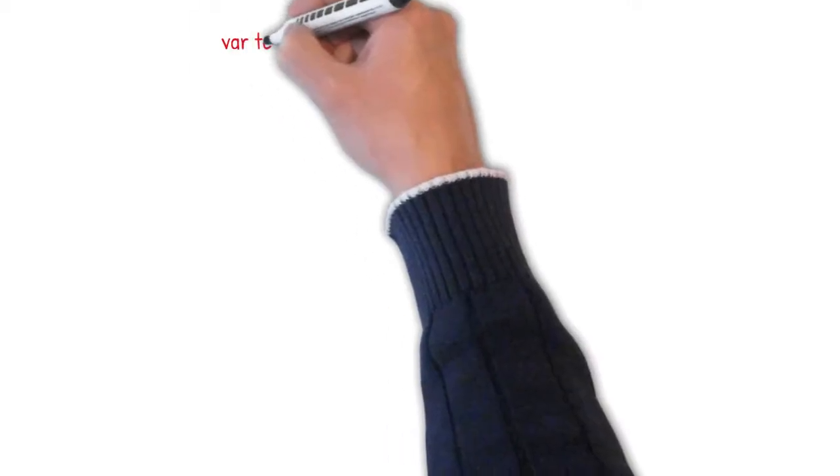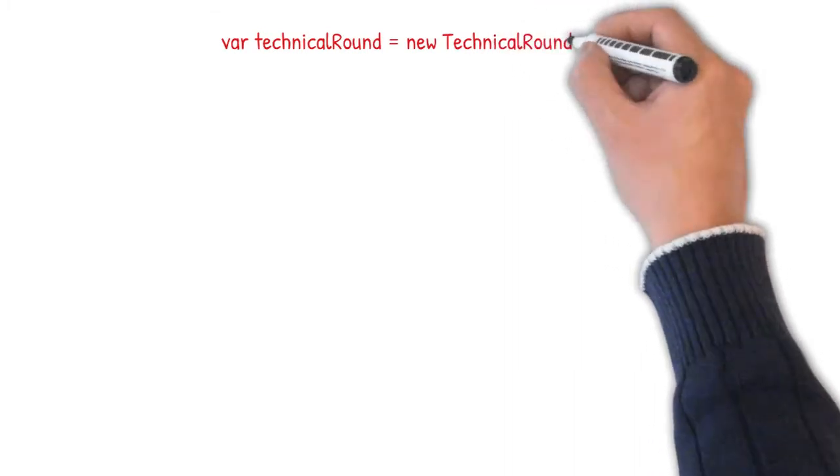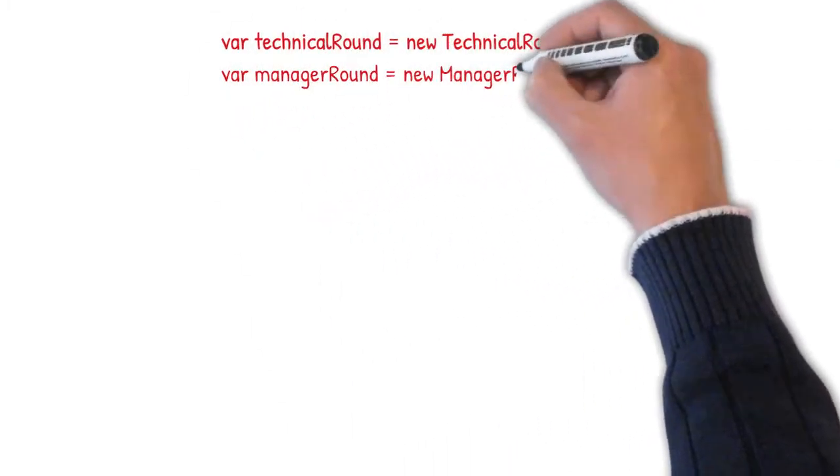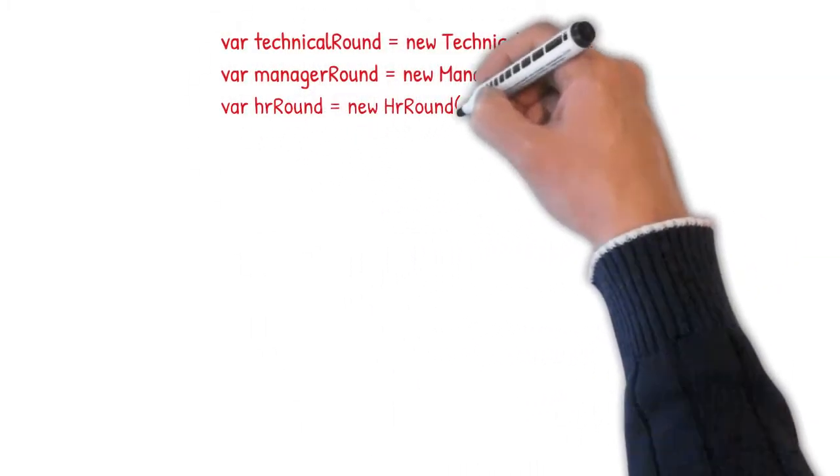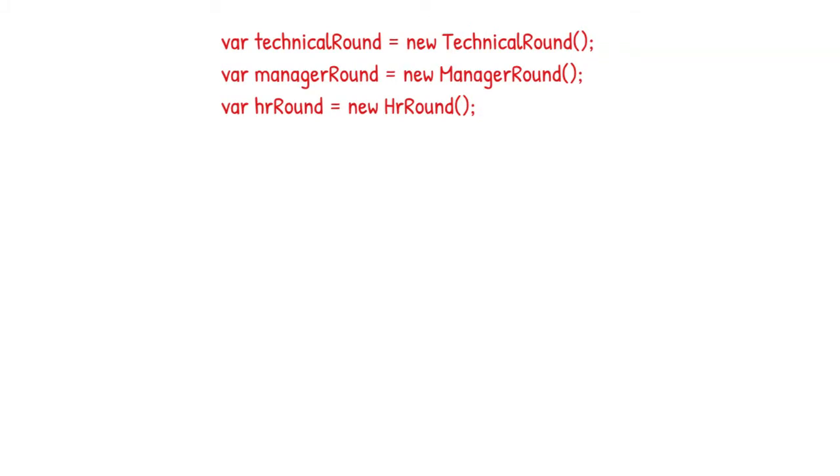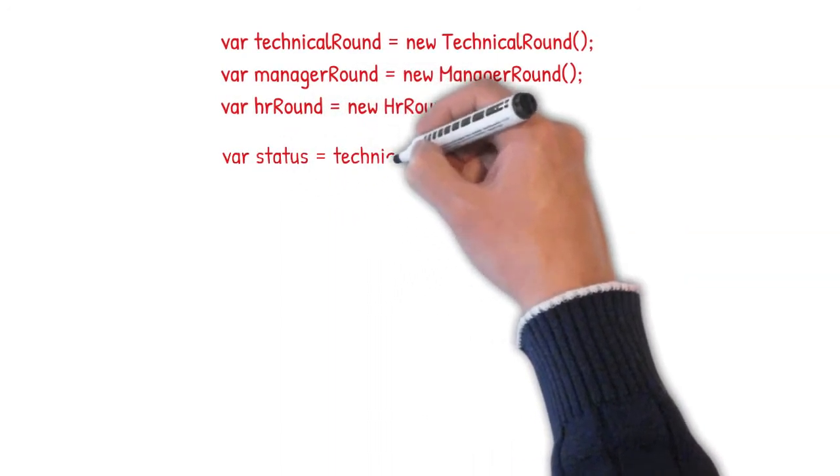Now let's see how the consumer code of these interview rounds will look. The consumer will create instances of all the rounds that are required. Now the consumer understands that the rounds should happen in a sequence. For example, the technical round should happen first, then the manager round, and then finally the HR round.